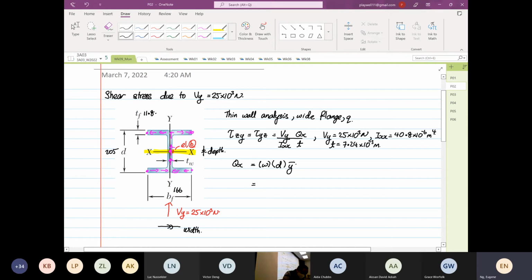So I'm going to take this as the first moment of area for the flange plus the first moment of area of the web. So I'm going to divide it this way. Okay, that's my division line. This is what I address as my flange, and this is where we describe it as the web. So this will be equal to the width, 166, the depth, 11.8. I'm going to do it in millimeters.